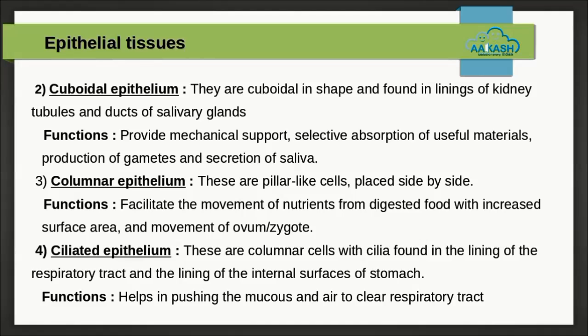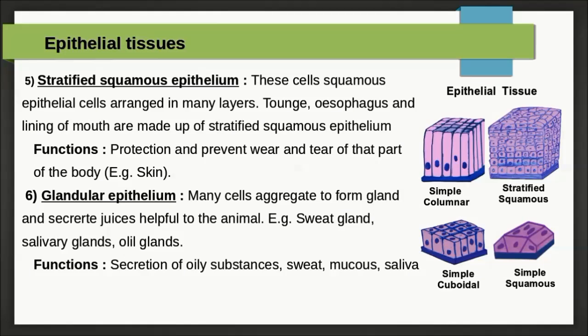Number 4. Ciliated epithelium. These are columnar cells with cilia found in the lining of the respiratory tract and the lining of the internal surfaces of the stomach. Functions. It helps in pushing the mucus and air forward so as to clear the respiratory tract. Number 5. Stratified squamous epithelium. The cells of squamous epithelial tissue are arranged in many layers. Tongue, esophagus, and lining of mouth are made up of stratified squamous epithelium. Functions. The important functions of this tissue are protection and preventing wear and tear of that part of the body.